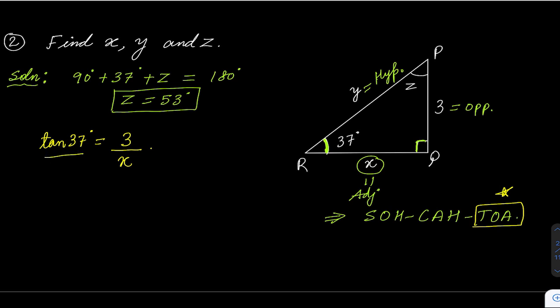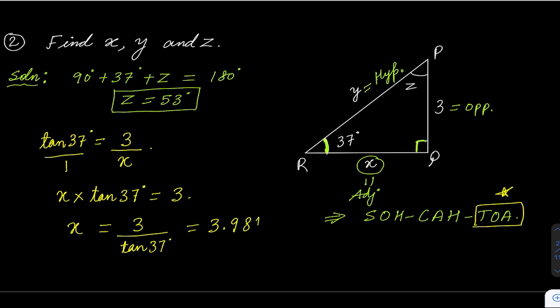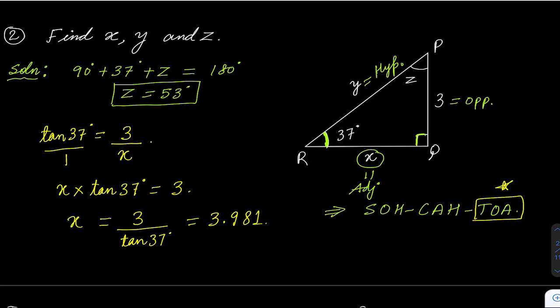And from this, we know cross multiplication, right? So x times tan of 37 degrees will be equal to 3. My x value is nothing but 3 divided by tan of 37 degrees. This is how we can find x. Let's find this value, 3 divided by tan of 37. It is coming out to be approximately 3.981, correct to 3 decimal places. So that is my x value.